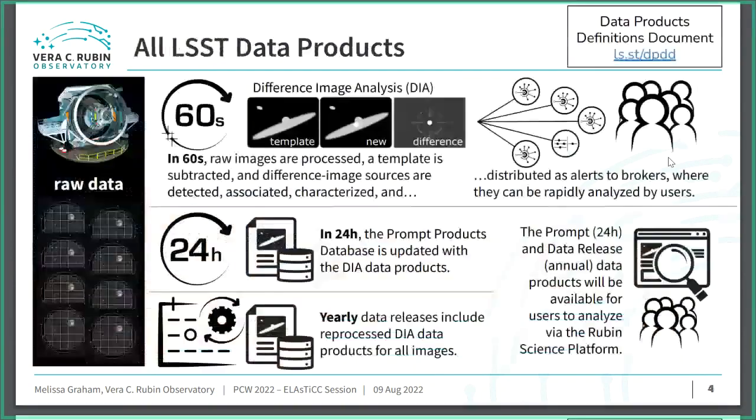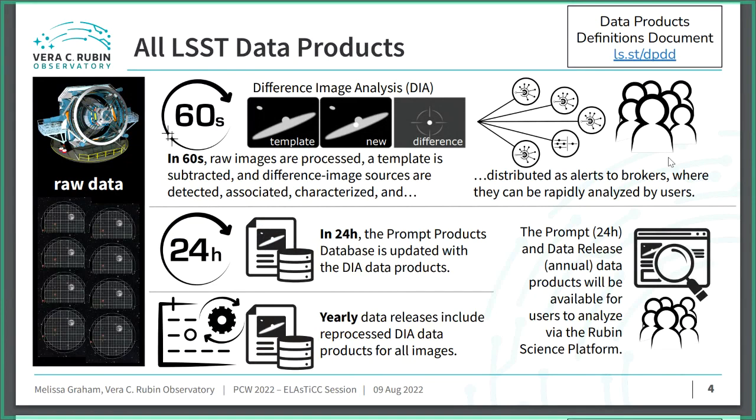But let's take it back a step and talk about all of the LSST data products in general to have some context for the alerts. As you may have learned yesterday, if you were in the intro to Rubin session, as the raw data comes off the telescope, one image every 30 seconds, it gets processed by our prompt processing pipeline, also known as alert production or the AP pipeline.